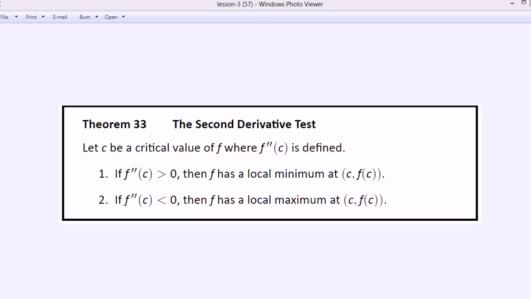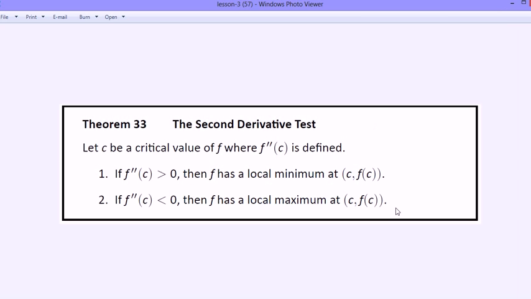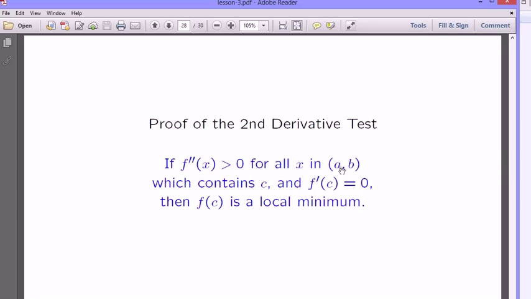If f prime of c is 0, and f double prime of c is greater than 0. That's the second derivative condition here. And I'm also assuming that not only at c, but around that value, f double prime of x remains positive, which is guaranteed by the continuity condition on f double prime.